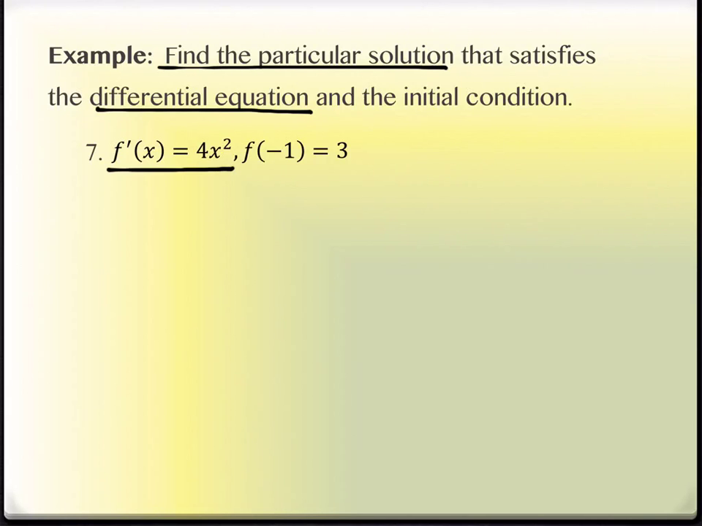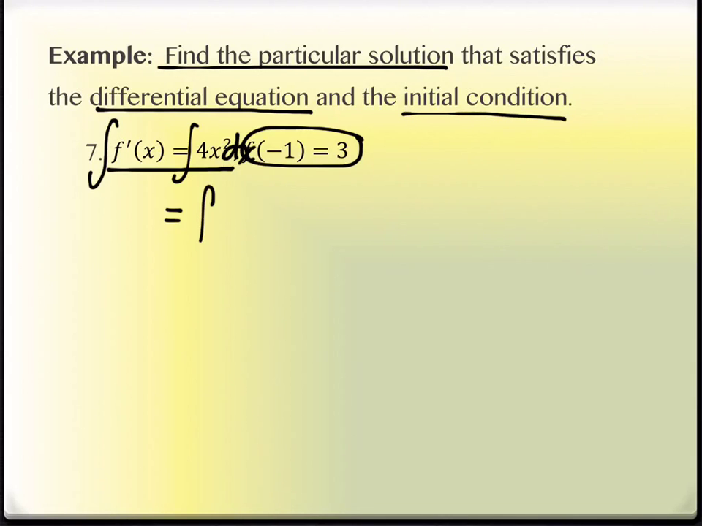Does that make sense? And then the initial condition right here is going to allow us to find c. So we're going to do the same thing we already did, except that in the end, we're actually going to be able to solve for what c is. So this says f prime of x. I'm first finding the antiderivative of 4x squared dx.